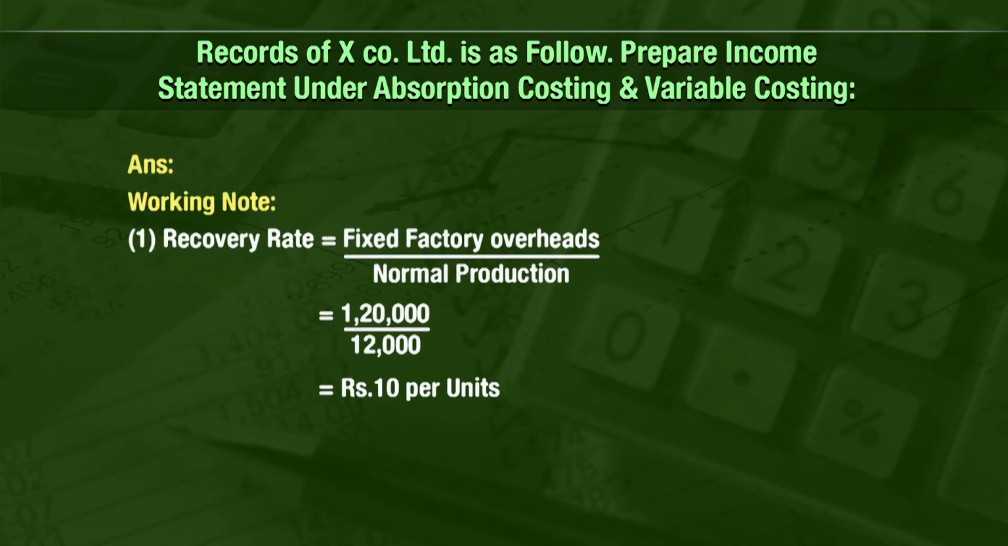Since we are working on the absorption costing income statement, the determination of the recovery rate is essential. In our case, fixed factory overheads are given as rupees 1,20,000 and normal production is given as 12,000 units. Therefore, rupees 10 per unit is our recovery rate.